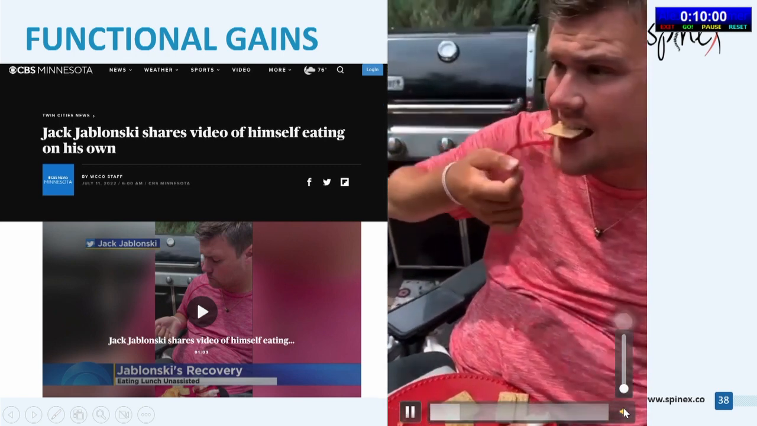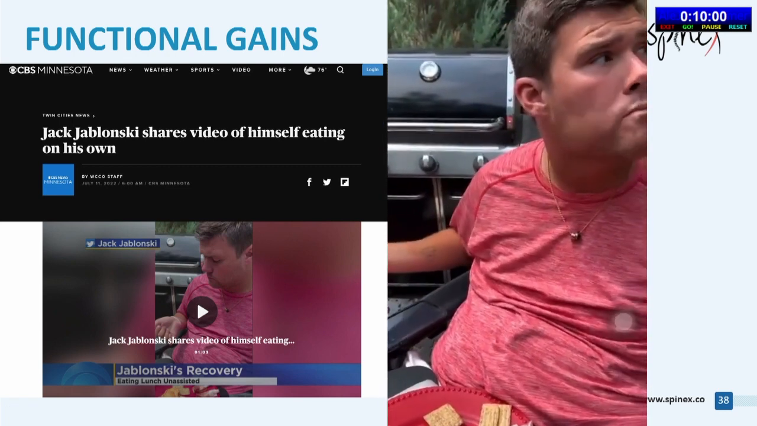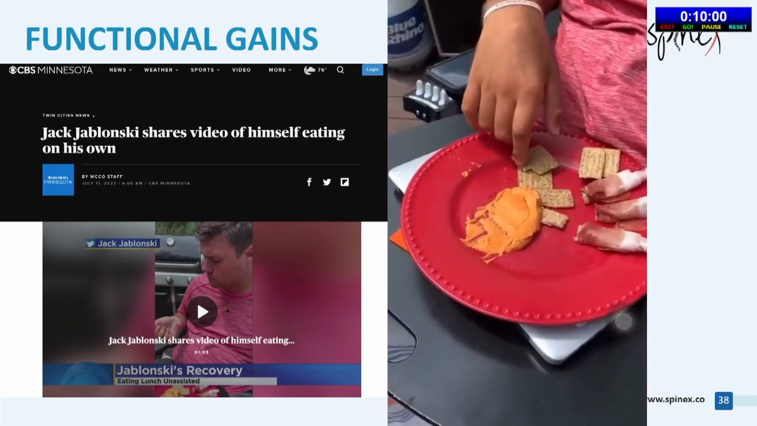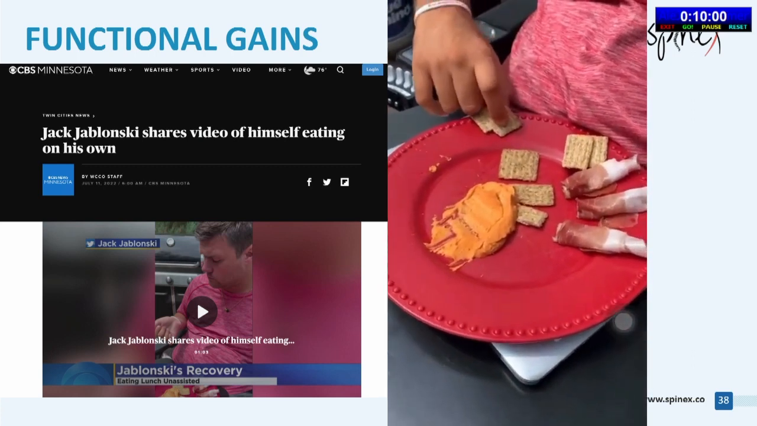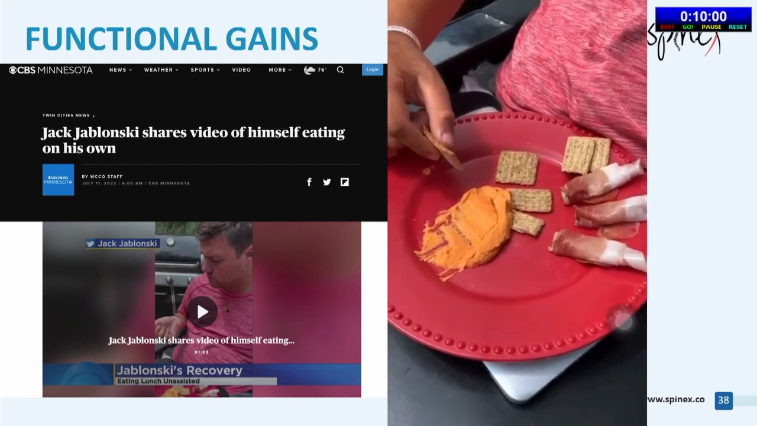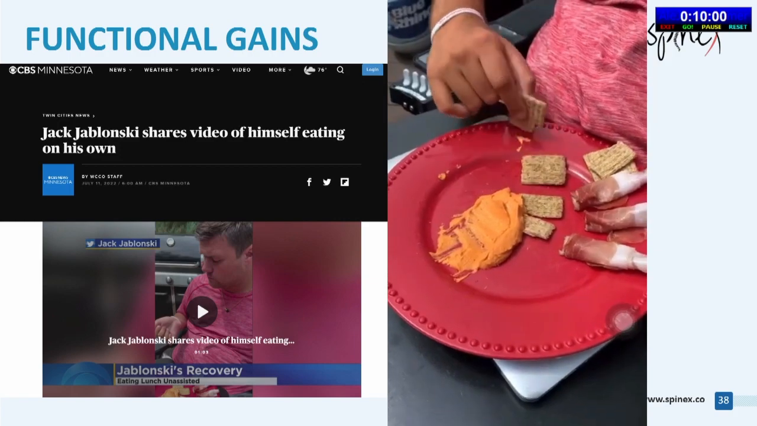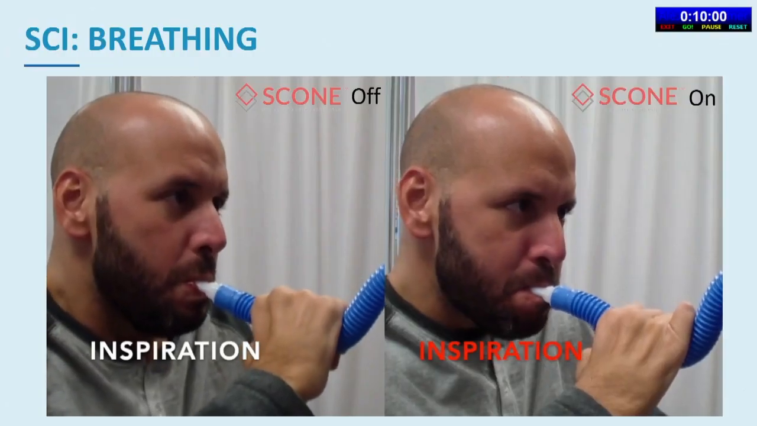Present while current is being actively delivered, but also in the absence of stimulation. Here's an individual with an ASIA A C5 injury, able to eat after about 6 months of stimulation, even in the absence of active stimulation. Now this is all of the motor functions.